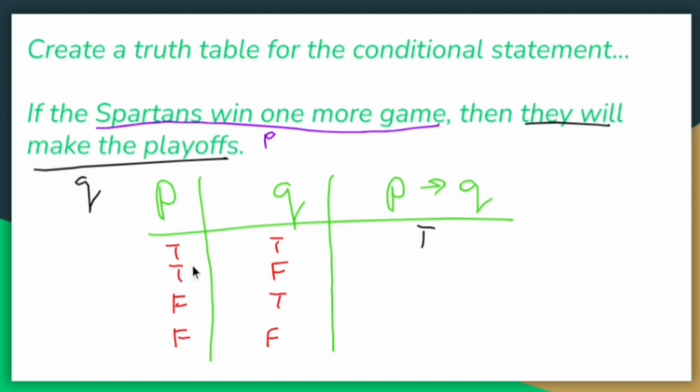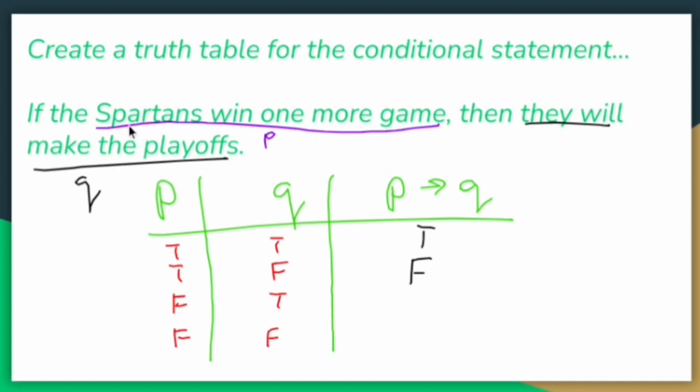All right. If P is true and Q is false, if the Spartans win one more game, then they will not make the playoffs. Well, that is a lie given the original statement. If the Spartans win one more game, they will make the playoffs. So if someone were to come up to me and say, if the Spartans win one more game, they will not make the playoffs. Well, that's not true, according to this statement here.